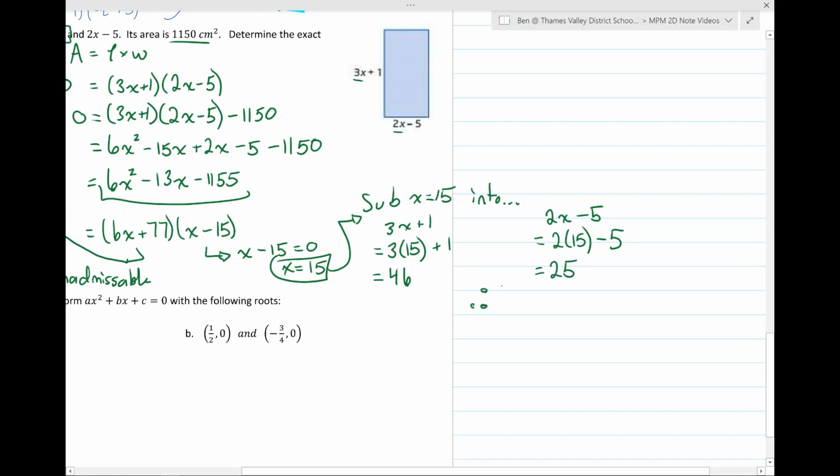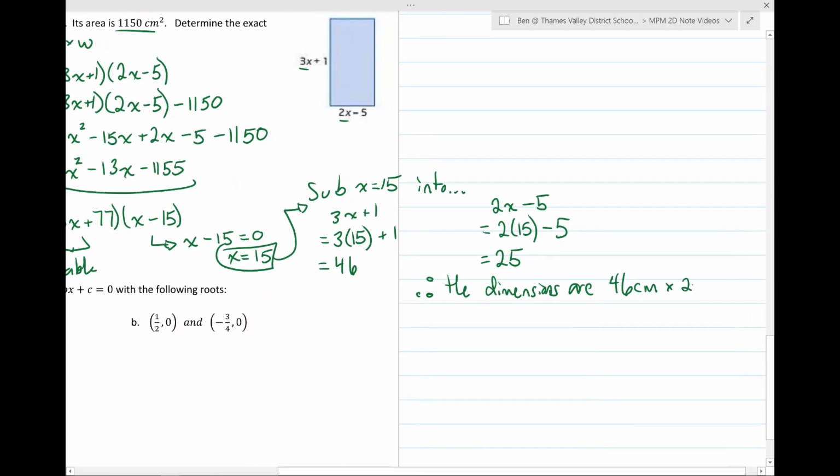So therefore, the dimensions are 46. And what are the units here? Centimeters times 25 centimeters.